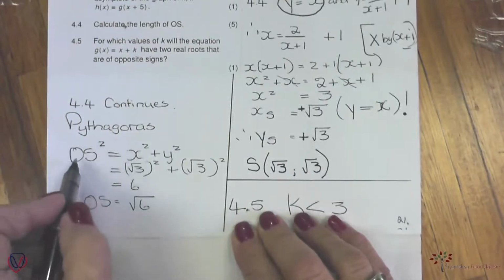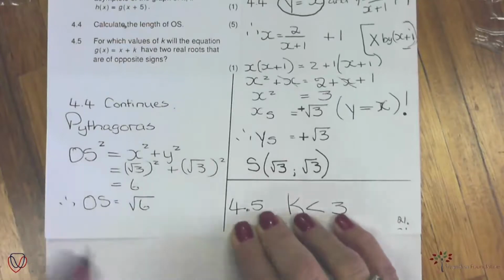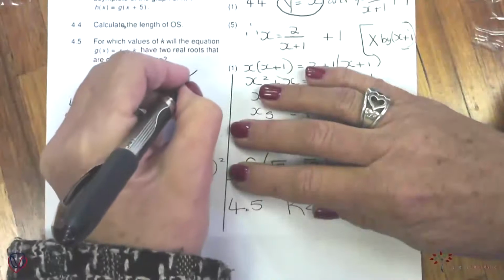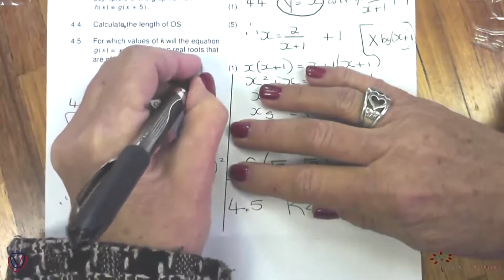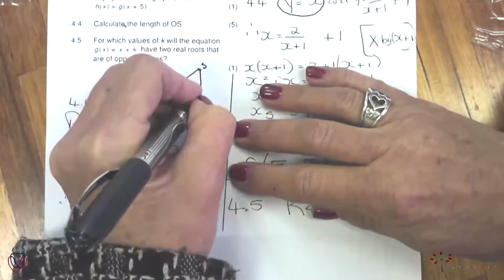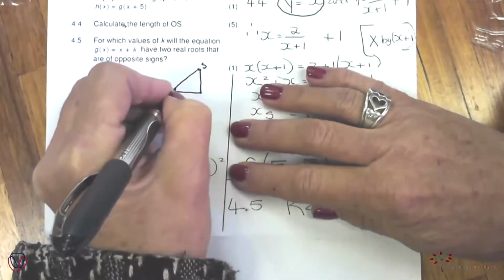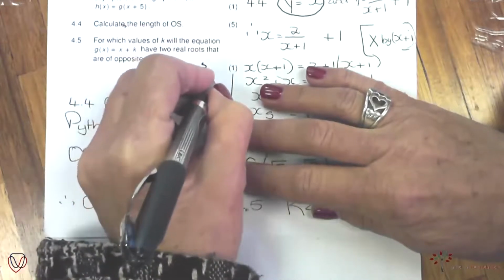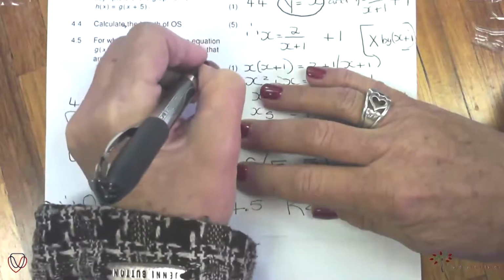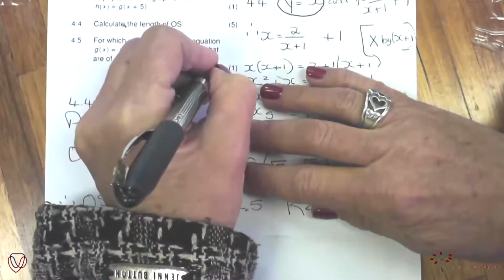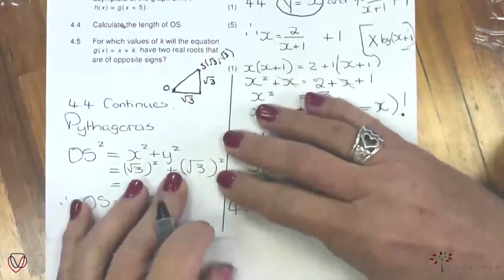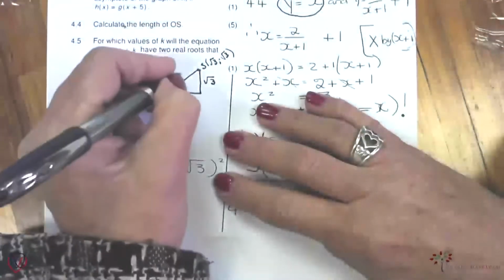So I'm going to say OS now. Now let's quickly draw that little triangle there. It comes from the origin. There's your S, there's your origin, a line perpendicular there, and a line there. We said this one is square root 3, and this one is square root 3. Why? Because the coordinates of S is square root 3 and square root 3. You got that? So, I want OS.